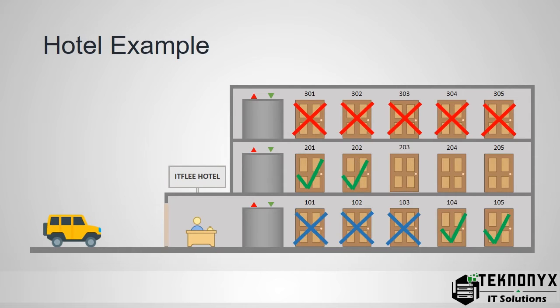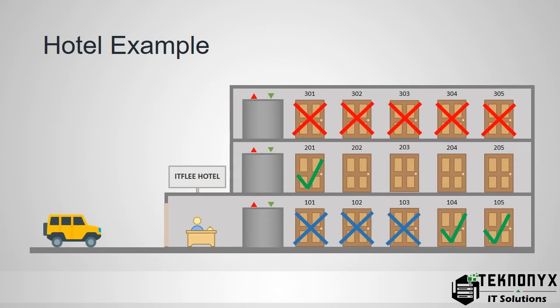The clerk now updates his registry to note that there is now a person in room 202. So the next person that shows up at the desk is not going to get room 202. DHCP does the same thing. When it hands out an IP address to a client, it remembers that it gave this IP address to this computer and will not hand it out again to another computer.